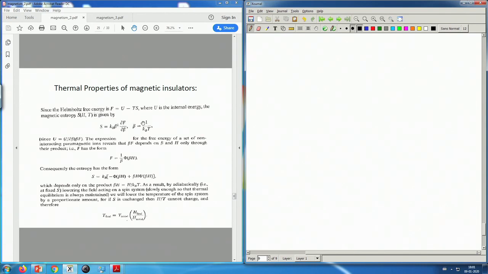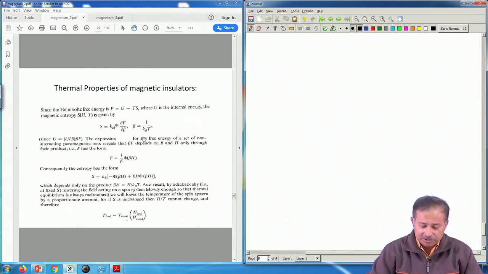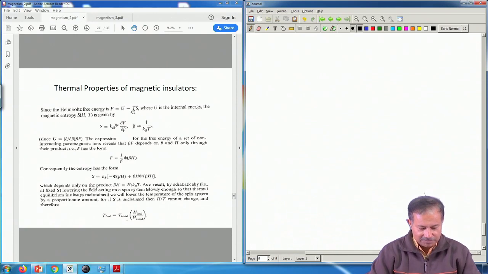So, what we do now is something related to the thermal properties of a magnetic insulator. This is an application which is actually quite relevant and important, and it uses a beautiful observation that I have been harping on for quite some time, which is that this partition function is a function of h by kBT.